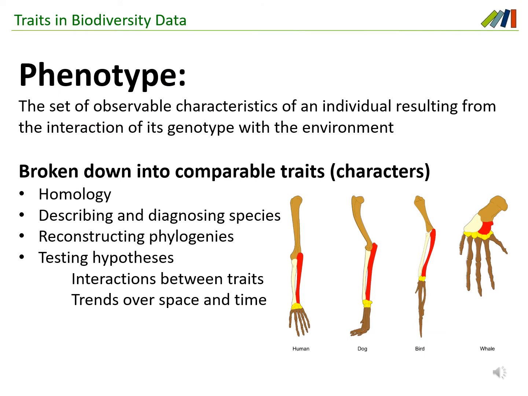Phenotype is the set of observable characteristics of an individual resulting from the interaction of its genotype with the environment. Observable characteristics may include the organism's morphology, its physical form, its development, behavior, biochemical and physiological properties. Variation in phenotype is the raw material that drives evolution and is also the basis of taxonomy. Taxonomy is about breaking down elements of phenotype into comparable units, describing elements of the phenotype of each species and contrasting that with other related species.